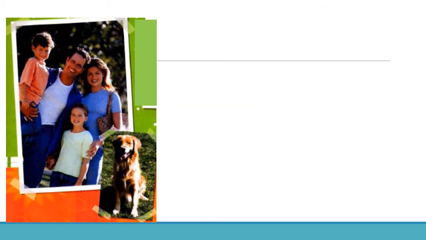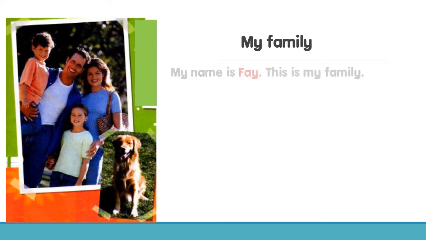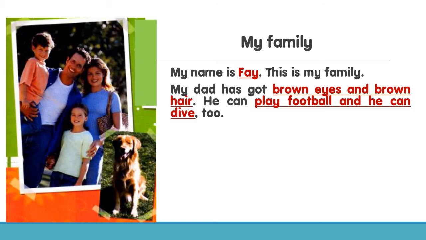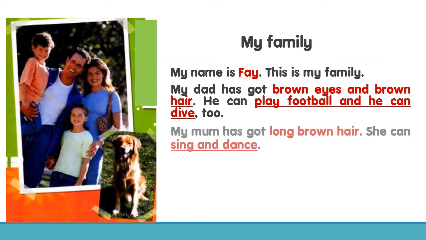Now, let's look at how Faye writes about her family. First, she introduces herself and starts the point to introduce her family. The first member in the family she introduces is her dad. She describes her dad by telling us the color of his eyes and hair. Then she tells us what her father can do. Next, she introduces her mother.